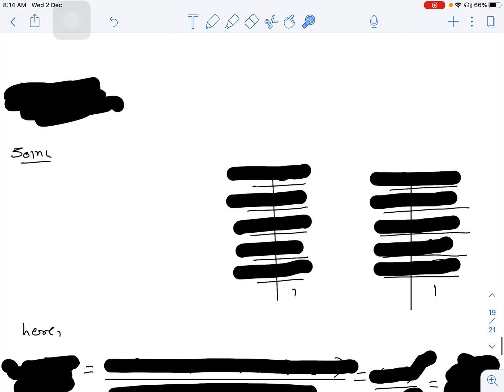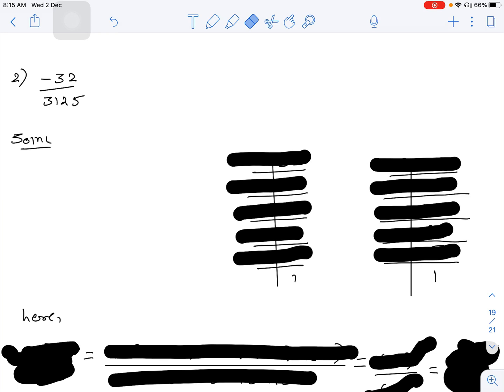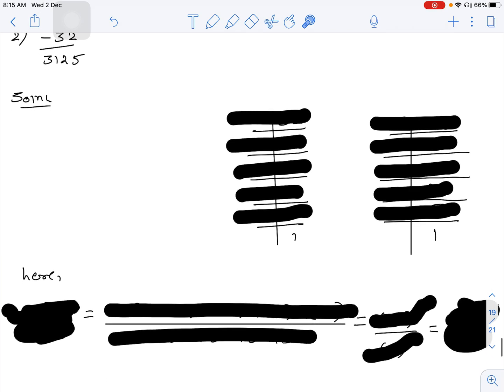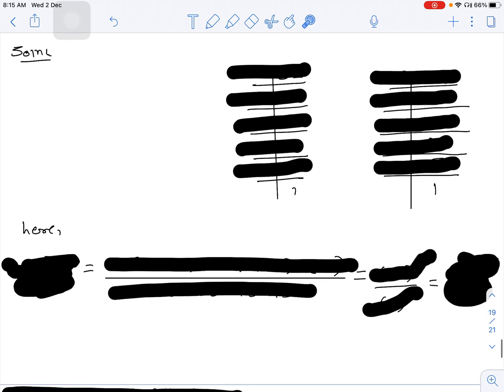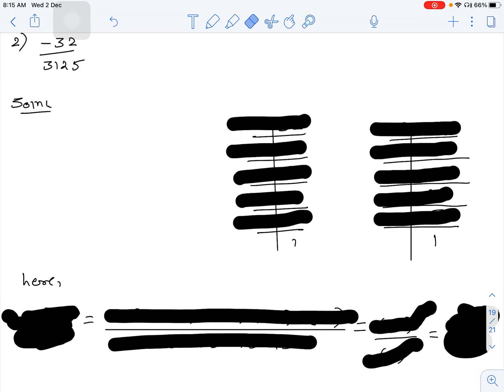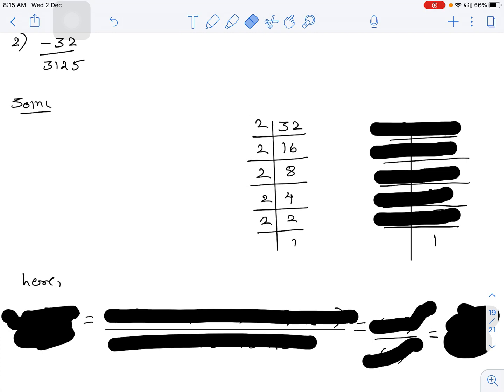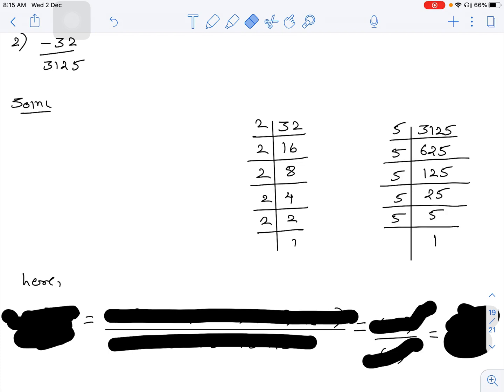Now let us consider one more example. Here it is given minus 32 upon 3125. This we want to write in exponential form. First we will find the factors of 32. So 2 16s are 32, 2 8s are 16, 2 4s are 8, 2 2s are 4, and 2 1s are 2. Then the factorization of 3125 we get in this way: 5 625s are 3125, 5 125s are 625, 5 25s are 125, 5 5s are 25, and 5 1s are 5.